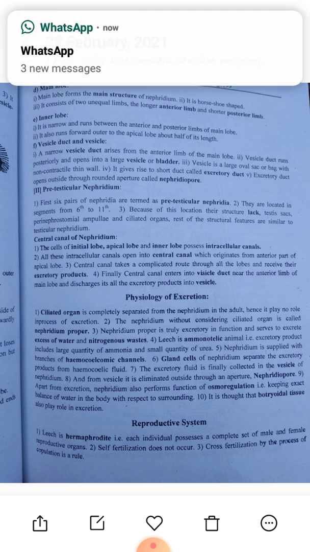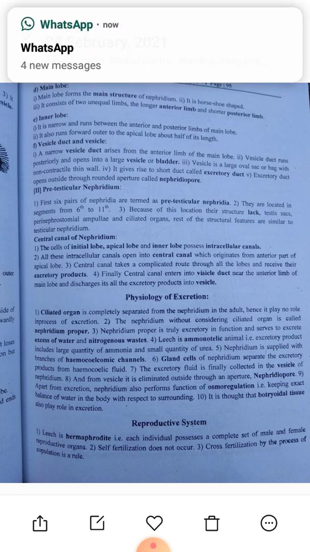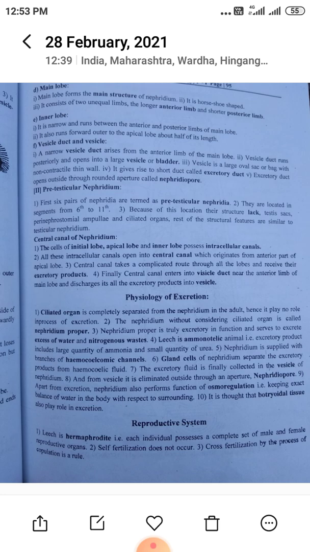Then second, the pretesticular nephridium. The first 6 pairs of nephridia are termed pretesticular nephridia. They are located in segments from 6th to 11th. Because of this location, their structure lacks testis sacs, perinephrostomial ampullae and ciliated organs. The rest of the structural features are similar to the testicular nephridium.